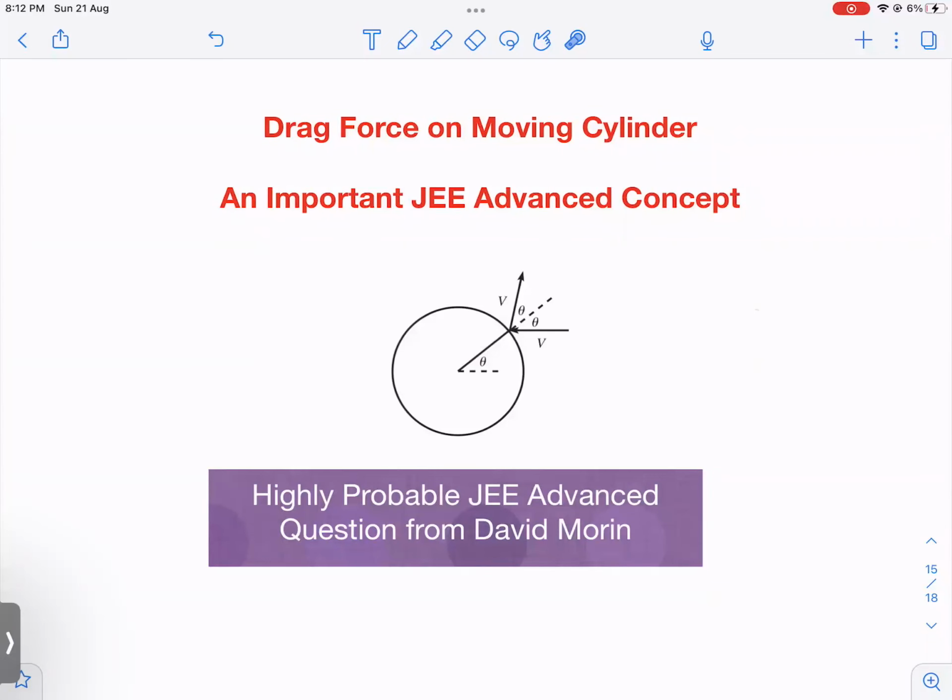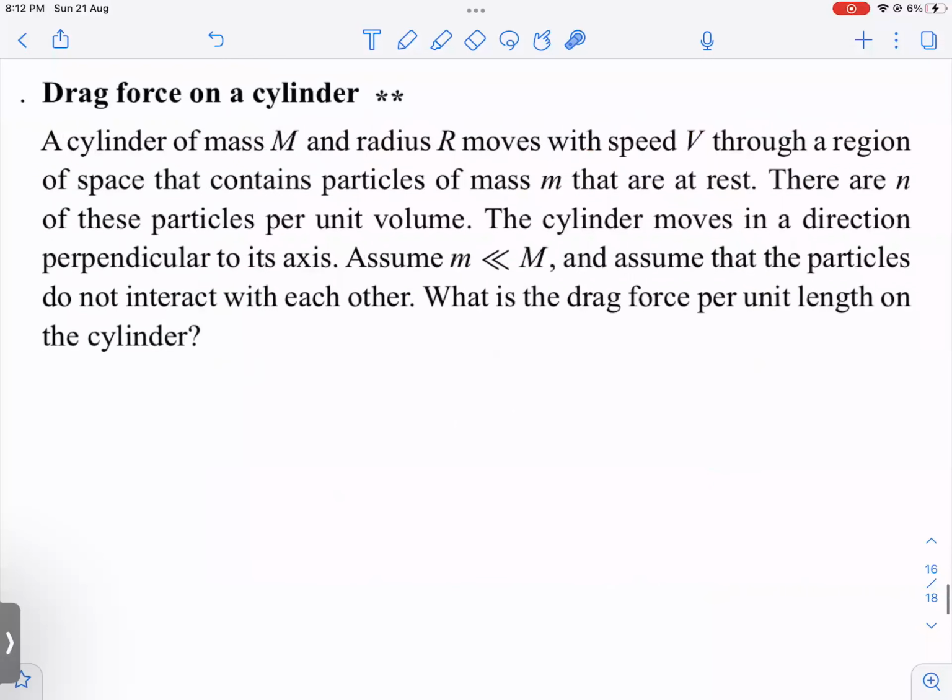In this video, we are going to see the calculation of drag force on a moving cylinder, with the help of a question from David Morin. So the question is that a cylinder of mass M and radius r moves with the speed v through a region of space that contains particles of mass m, and those particles are at rest. There are n of these particles per unit volume.